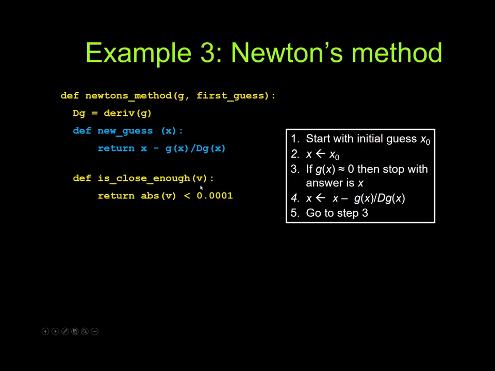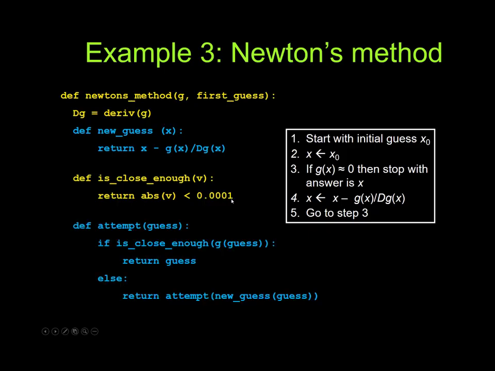Define is close enough for a value v, to check whether the absolute value of v is close to 0. If it is, return true, otherwise return false. Then the main routine is define attempt with this guess. If it is close enough for the current guess, return the guess. Otherwise, return attempt with a new guess. So with all these sub-functions, we return attempt with the input first guess.